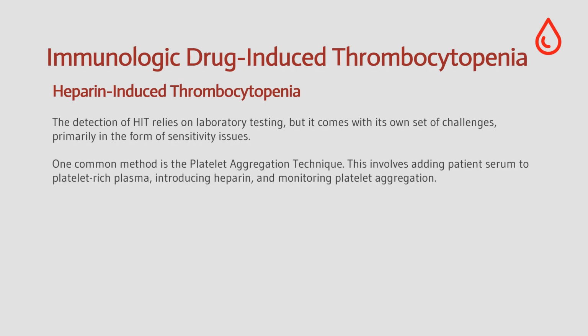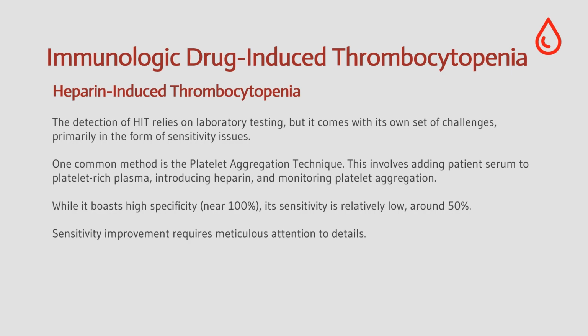One common method is the platelet aggregation technique. This involves adding patient serum to platelet-rich plasma, introducing heparin, and monitoring platelet aggregation. While it boasts high specificity, near 100%, its sensitivity is relatively low, around 50%. Sensitivity improvement requires meticulous attention to details.